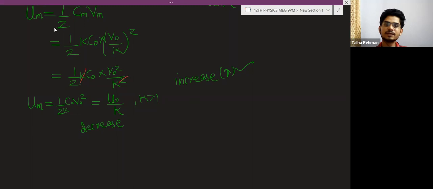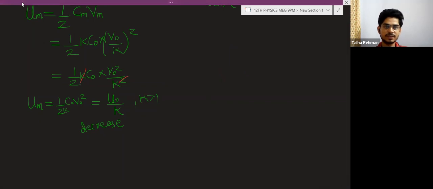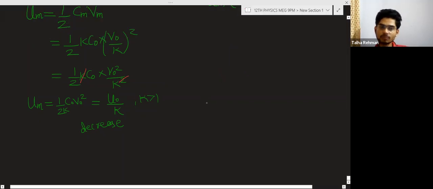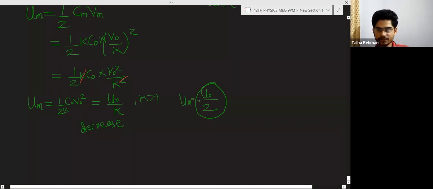And if the battery remains connected, then energy will increase. Why is this decreasing? You can see here, you have U naught, and you are dividing it by 2. Means this overall term will be half of U naught, less than U naught. Have you understood? Yes, sir. Now you are getting some energy which is half of U naught. Earlier it was U naught, but now it is U naught by 2.